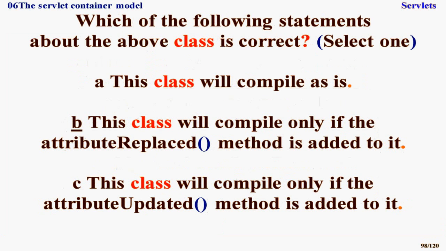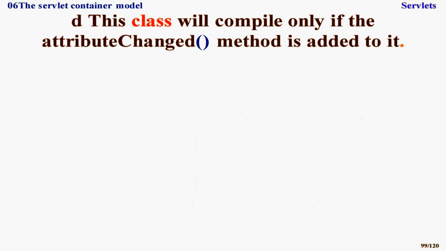Which of the following statements about the above class is correct? Select 1. A. This class will compile as is. B. This class will compile only if the attribute replaced method is added to it. C. This class will compile only if the attribute updated method is added to it. D. This class will compile only if the attribute changed method is added to it.